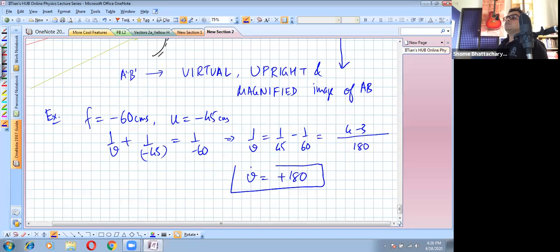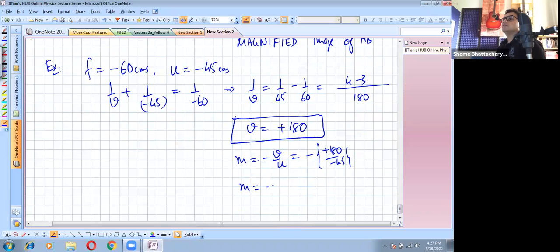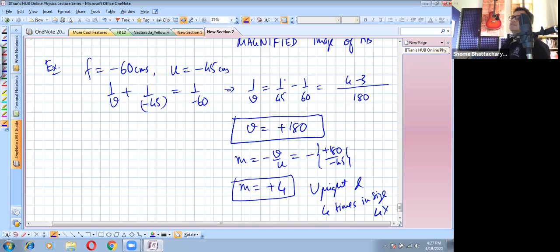So the plus sign is showing you that it is virtual. Okay, and magnification will show that it is magnified and upright. So minus V by U, as you can see in this case, becomes minus of plus 180 by minus 45. So the image will be 4 times in size, but upright. Plus 4. So upright image and 4 times in size. Okay, or 4x zoom, you can see that kind of image.